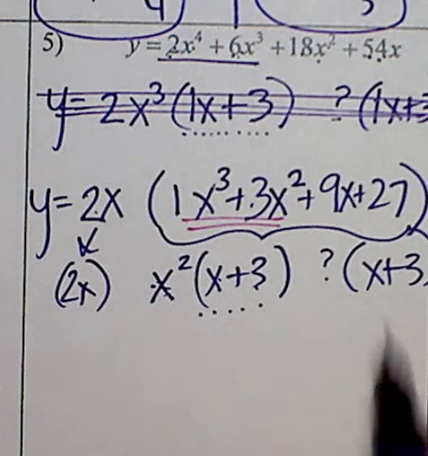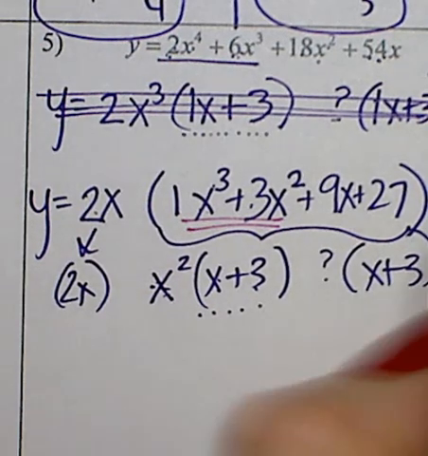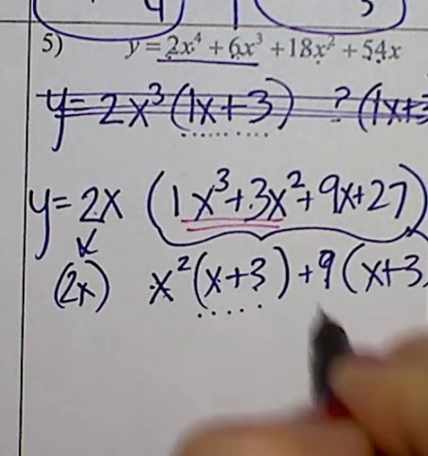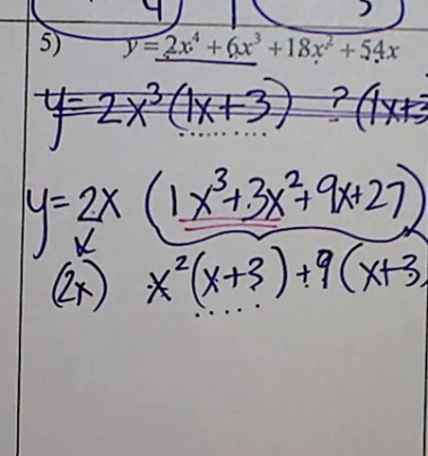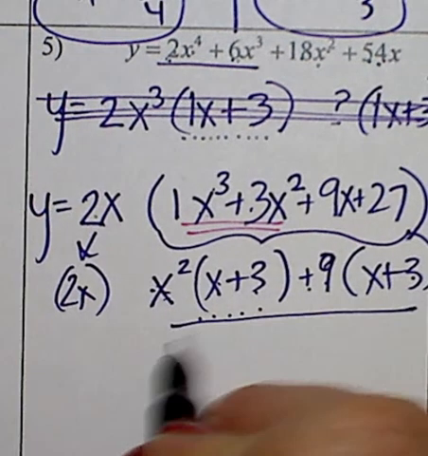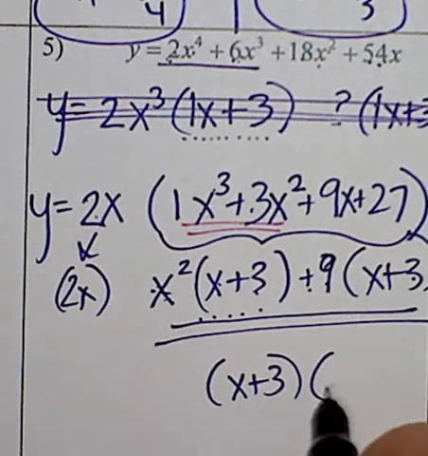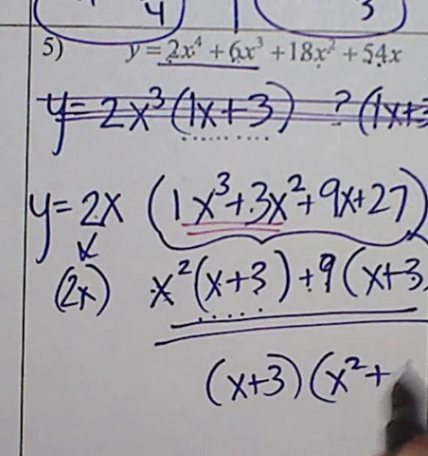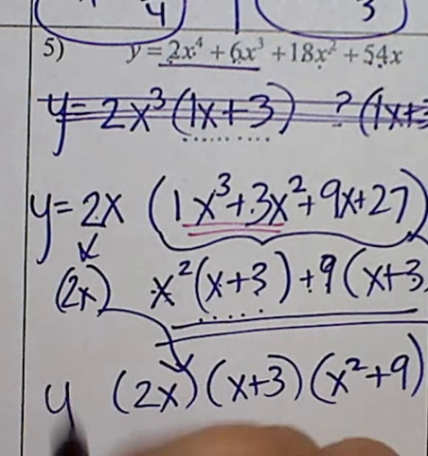What number times x gives you 9x? A positive 9, and is positive 9 times positive 3 positive 27? Yes. So I take what was in parentheses for this portion, and I write it down, and then what went in front of the first, and what went in front of the second. And then bring down that original factor that we pulled out.